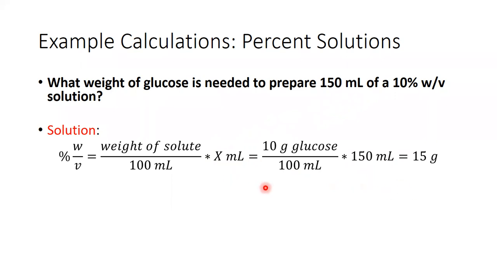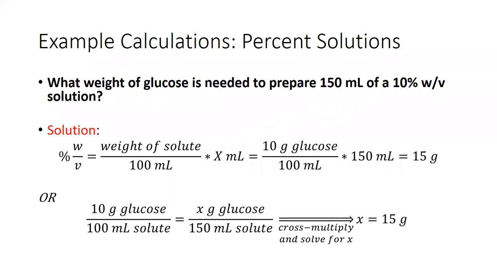I personally don't really like doing it this way. I'll show you the way I like. So the way I like to do it is to actually do a ratio. So where you have 10 grams of your glucose over your 100 milliliters of solute, so that's your 10% weight volume solution by definition. And then you do, okay, how much glucose do I need to make 150 milliliters? And then you cross multiply and solve for X and get 15 grams. I just like it better this way. It works better in my brain. If you like the other way, that's fine, whichever way works for you.